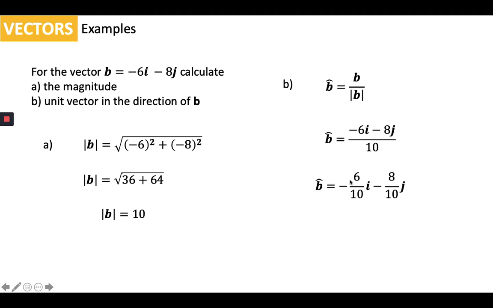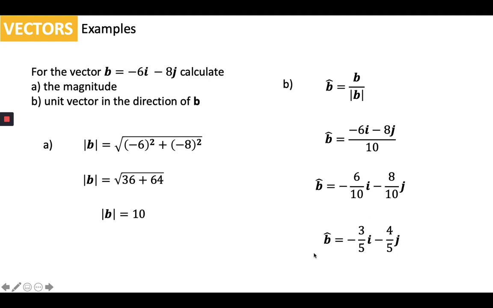Simple as that. So this is the same as negative 6 over 10i minus 8 over 10j. And then I've got B with a hat is negative 3/5 i minus 4/5 j. And that is it.